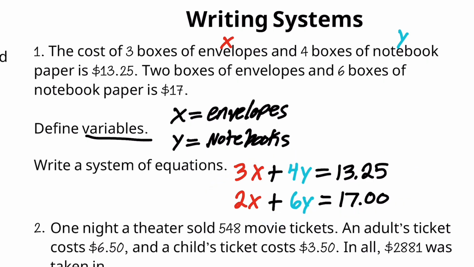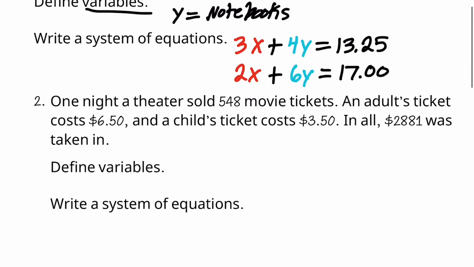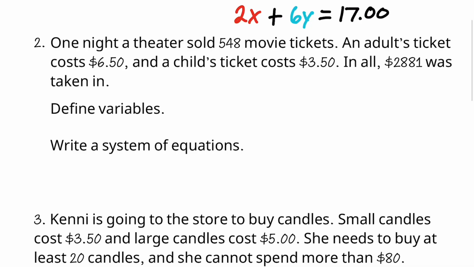And we can solve this if we wanted to. I'm not going to right now. Let's go ahead and practice another. One night, a theater sold 548 movie tickets. An adult ticket is $6.50. A child's ticket is $3.50. And overall, they made $2,881 that was taken in.